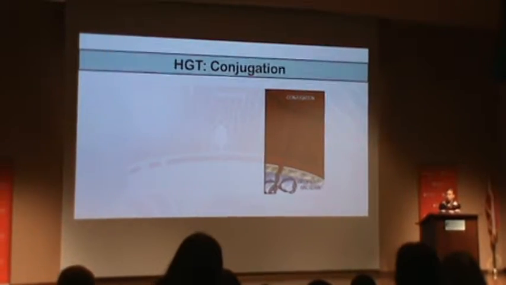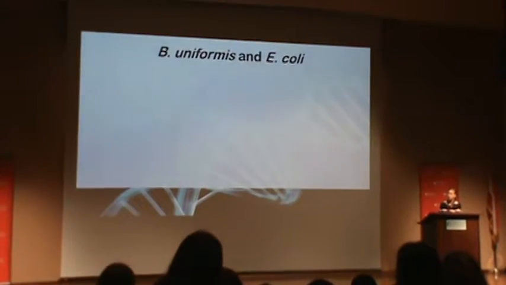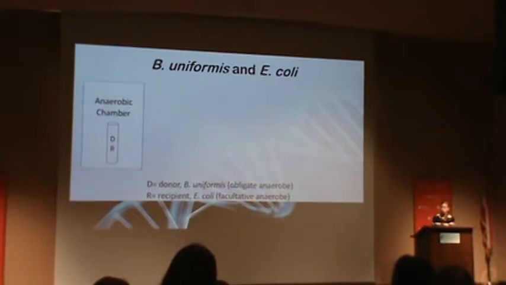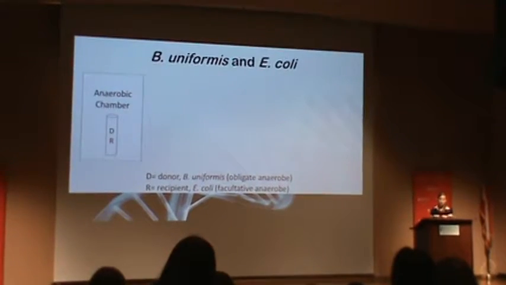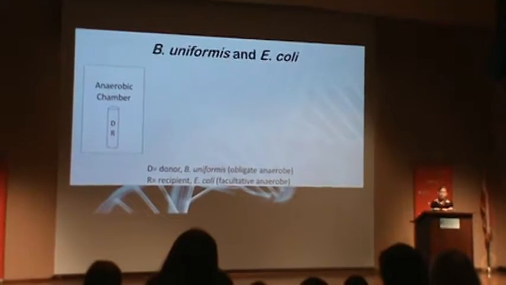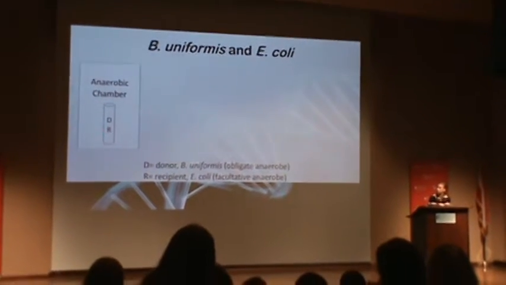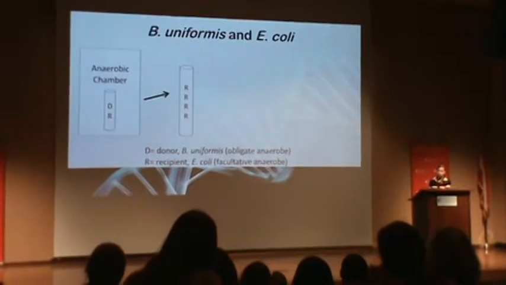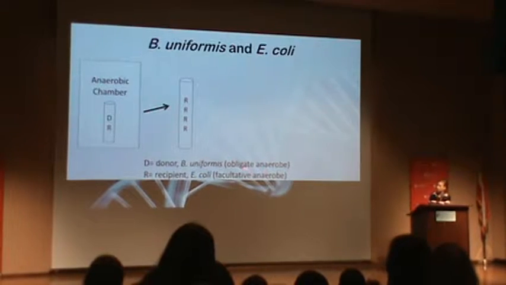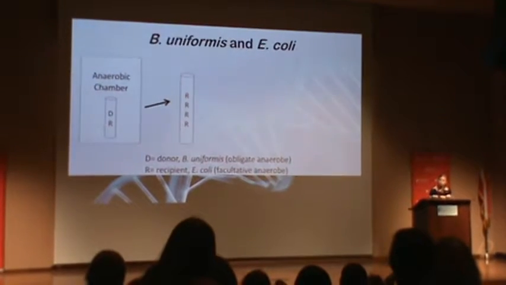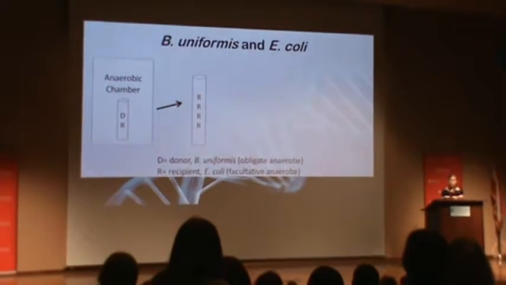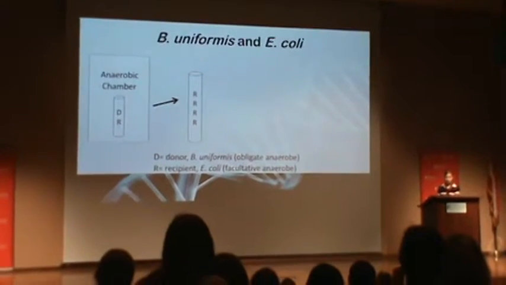So first we started by testing conjugation, and we tested it between B. uniformis and E. coli. First, we co-cultured the B. uniformis and E. coli in an anaerobic chamber for 5 days. And then we also added various antibiotics to this co-culture. After 5 days, we took out the test tube, and we used the anaerobic chamber because B. uniformis is an obligate anaerobe, which means that it can only grow without oxygen. So when we took it out of the anaerobic chamber, we knew that B. uniformis would die, leaving only the recipient strain.